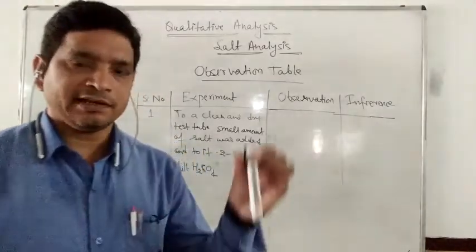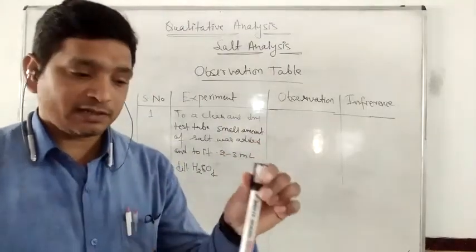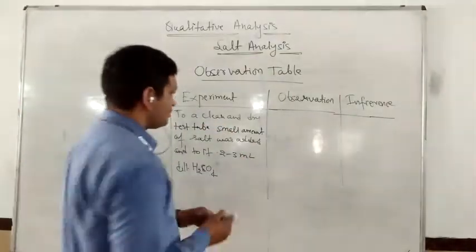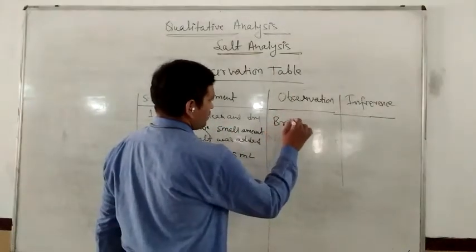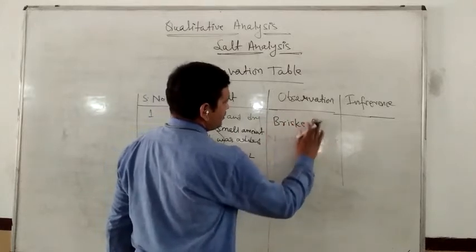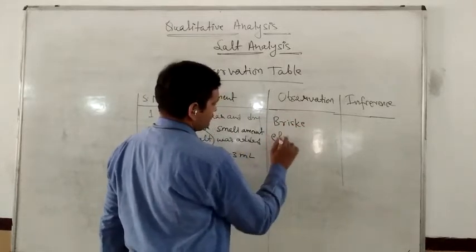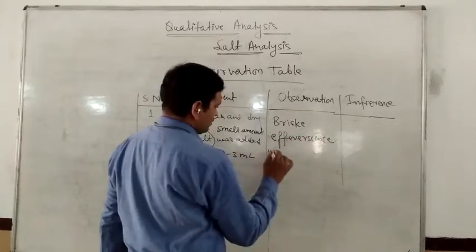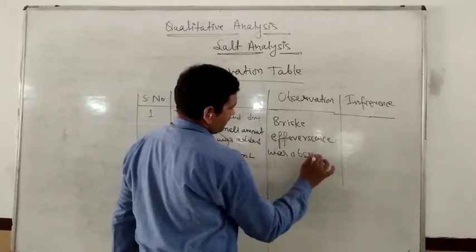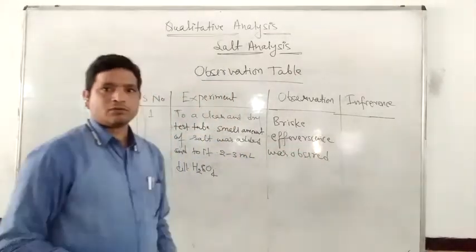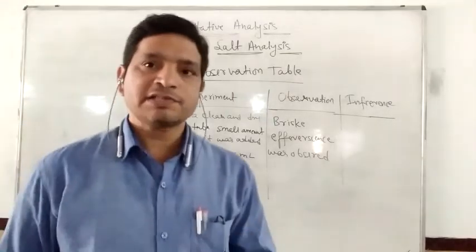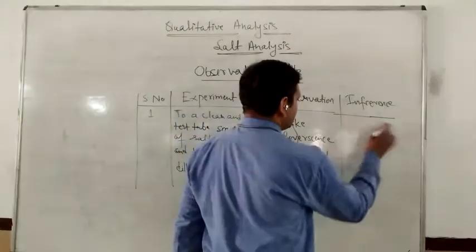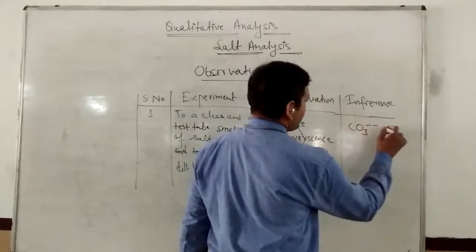We have taken a clean and dry test tube. To it we have added salt, and then dilute sulfuric acid was added. Then you have observed brisk effervescence. In the first experiment you write brisk effervescence was observed. Now, if a salt produces such brisk effervescence, then what kind of acidic radical is present? Then we can write carbonate ion present.